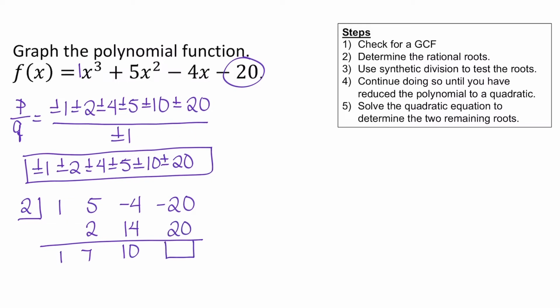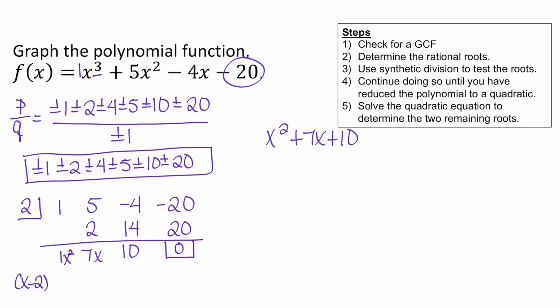So look, I have a 0 right here. That means that 2 is a root. If I write the associated factor, it's going to be x minus 2. So I've figured out one of the factors. Now this 1, 7, and 10 gives me the coefficients of the depressed polynomial, right? It started off as a cubic, so it went down to a squared. So 1x squared, 7x, and then 10. Now I have this new polynomial, which is x squared plus 7x plus 10.